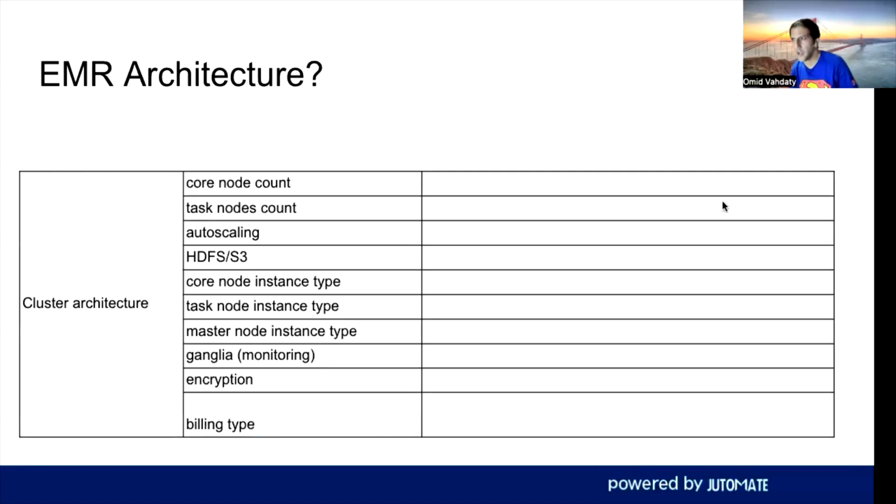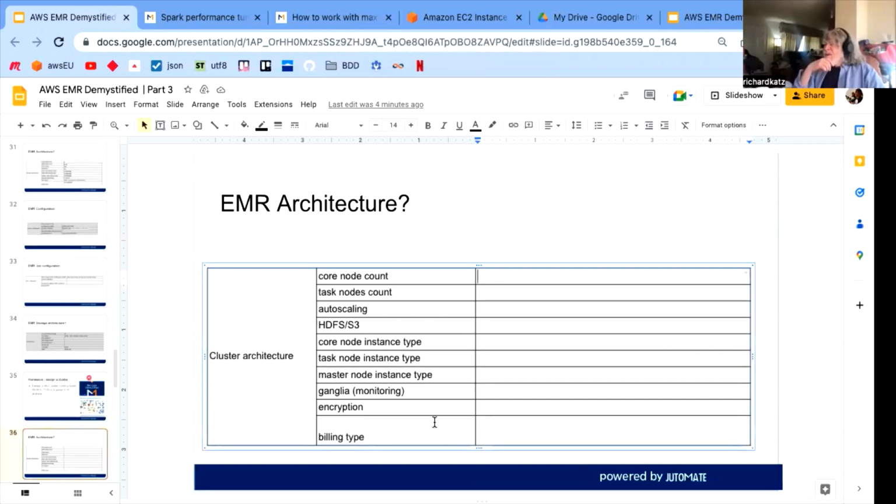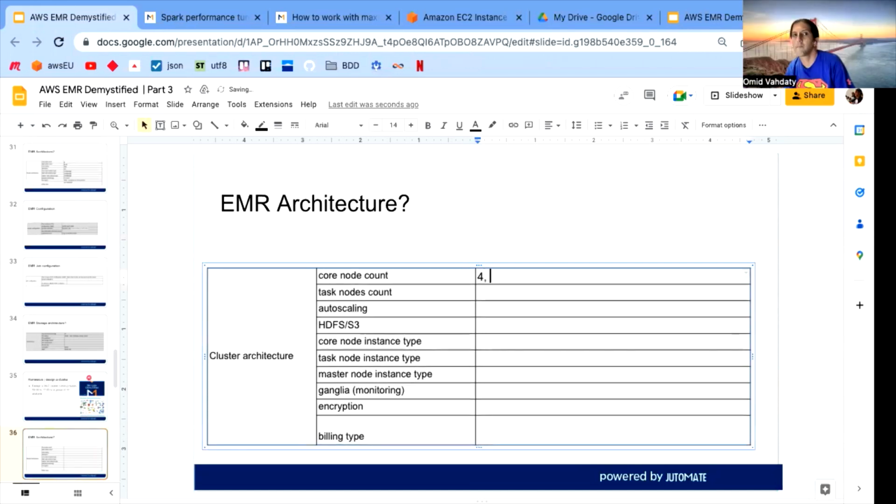Okay, so let's try that. How many cores would you put in the core node count? Well, let's start with 4 again. Why 4? Wait a minute. When you do the auto scaling, does that add task nodes? Yes, you can auto scale on the task nodes, or you can auto scale core nodes. Oh, I see. Well, let's just put in 12 core nodes and leave the task nodes out.